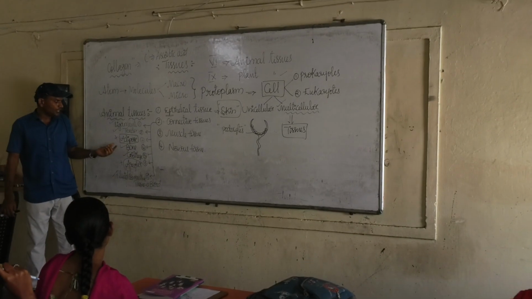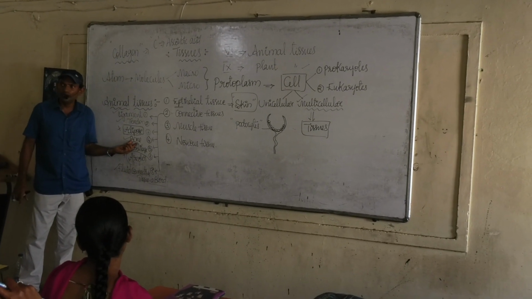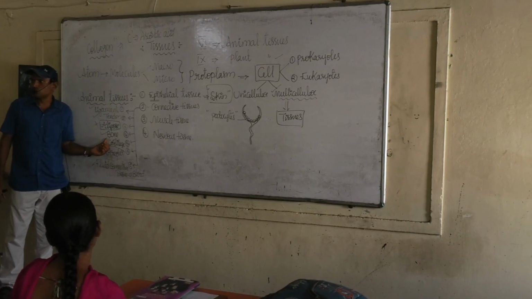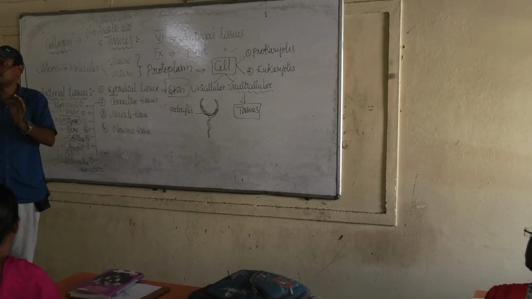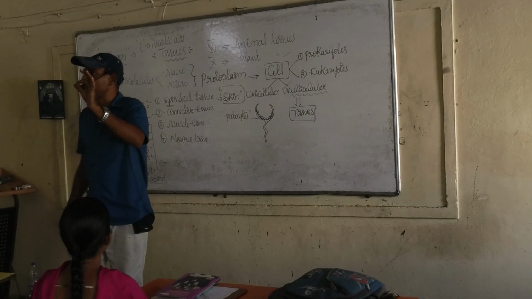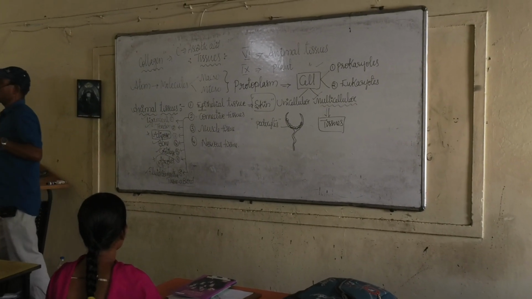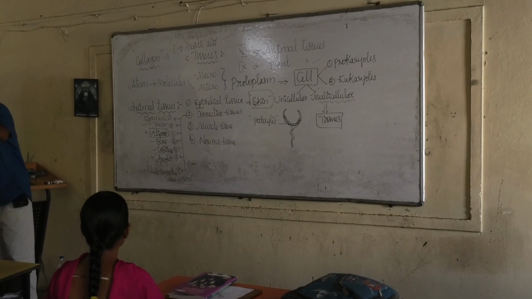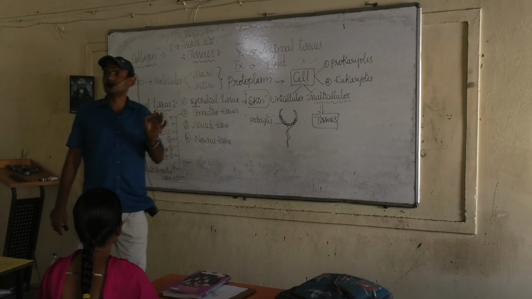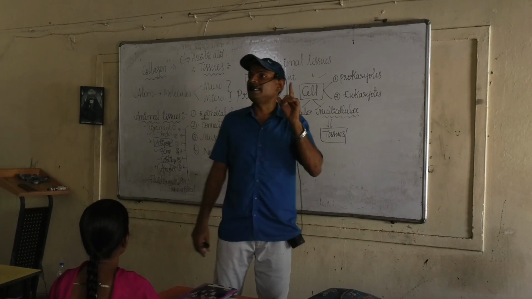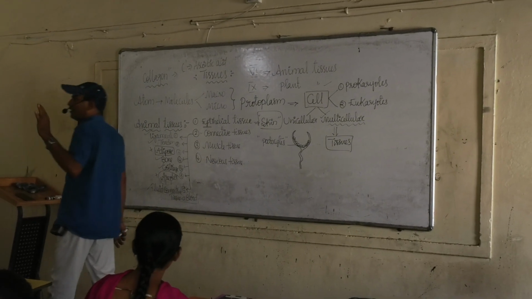Initially it is cartilage; later the entire skeleton is made up of bone. Now regarding these two, some general points to be remembered. The study of cartilage is called chondrology. The cells present in the cartilage are called chondrocytes. And the protein present in the cartilage is called chondrin. What is it called? Chondrin.